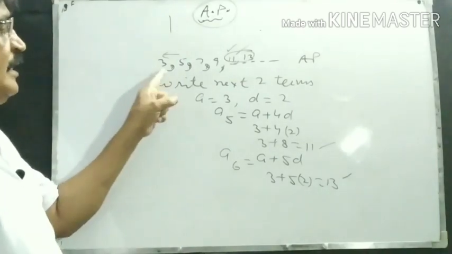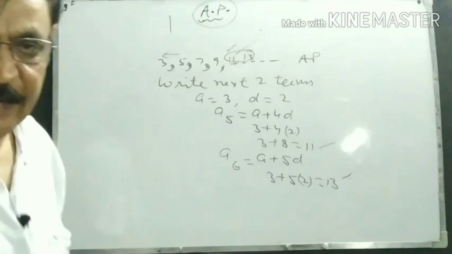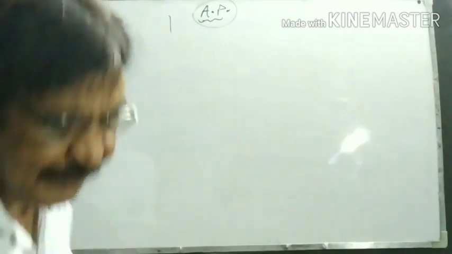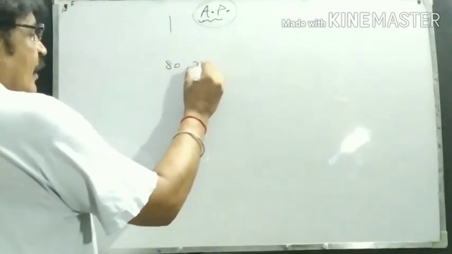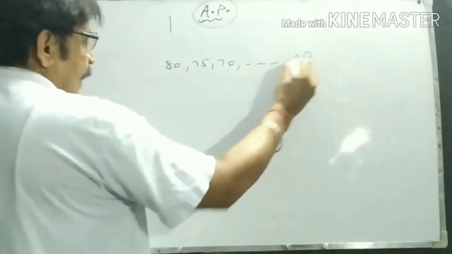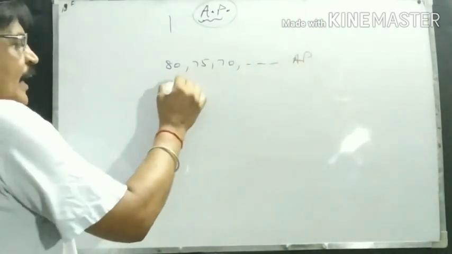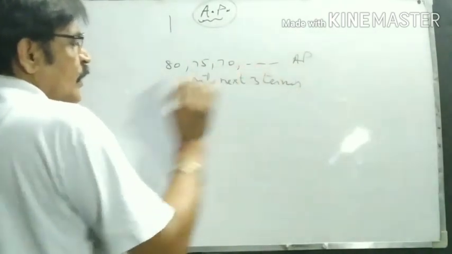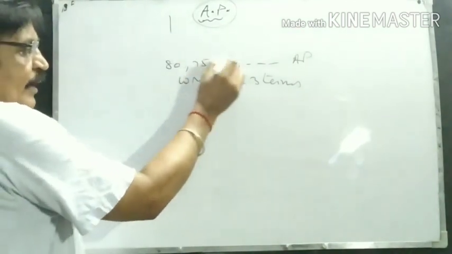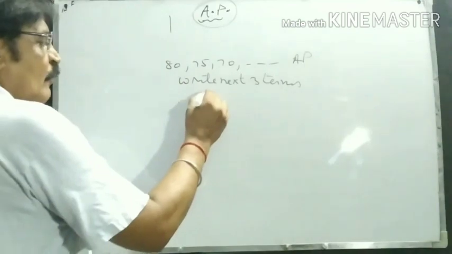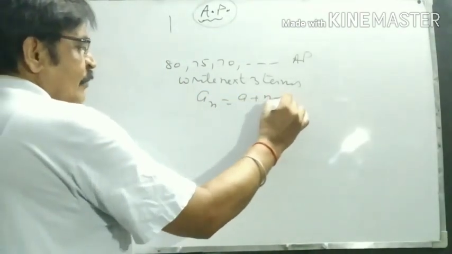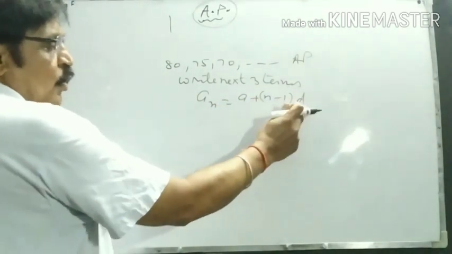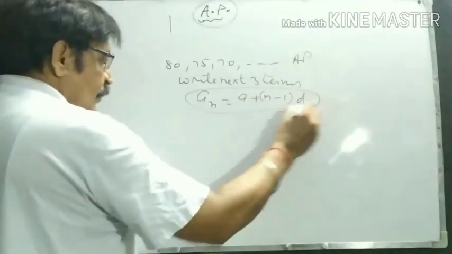Now, one thing is there, this is in ascending order. You may get it in descending order as well. For example, you are given an AP in descending order, that is decreasing order: 80, 75, 70 dash dash. You are given like this. Write the next three terms. Now you can generalize from here what will occur over here. But you have to apply the formula. We know an is equal to a plus n minus 1 into d. Here an denotes the last term, a the first term, n the number of terms, d the common difference. This is the general formula for AP.